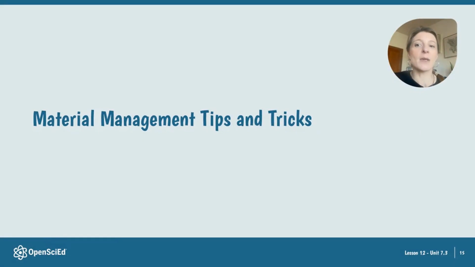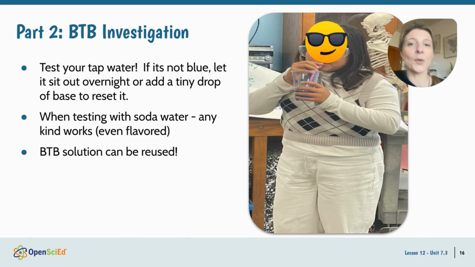Let's take a look at some material management tips and tricks that I used during this lesson to help it go more smoothly. In part 2, when you do the BTB test, test your tap water. If it's not blue, let it sit out or add a tiny drop of base to reset it. And I've had a lot of questions about what kinds of soda water work for testing. Any kind of soda water will work. And remember that the BTB solution can always be reused. Just let it sit out for a little while and it will eventually turn back to blue.